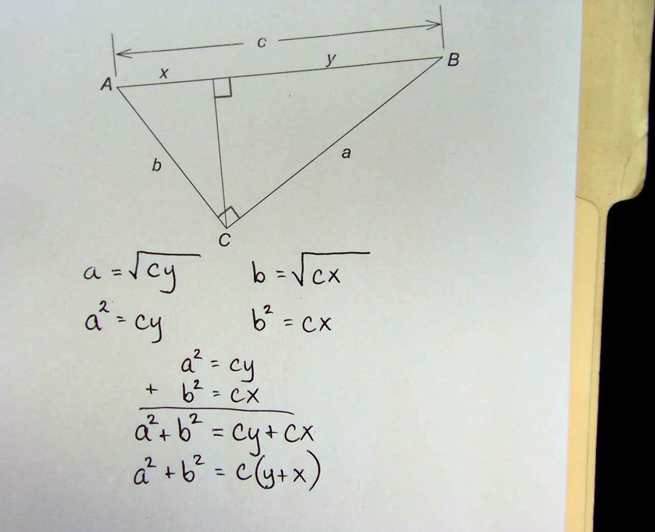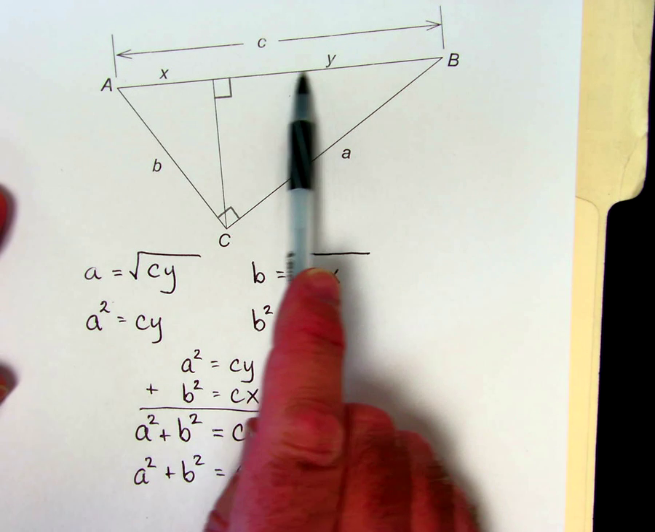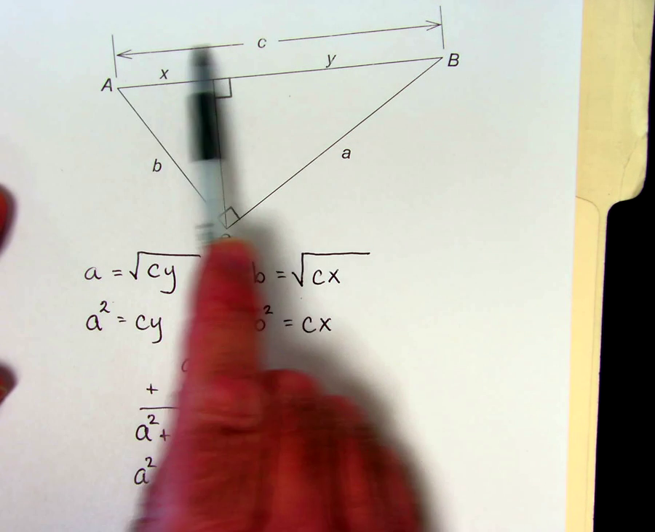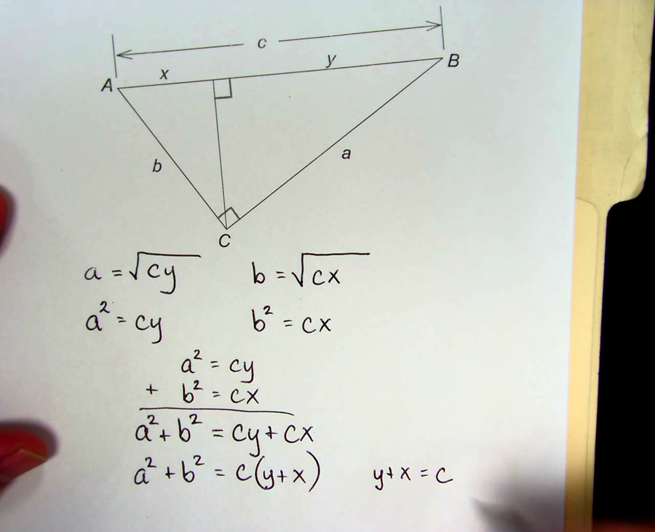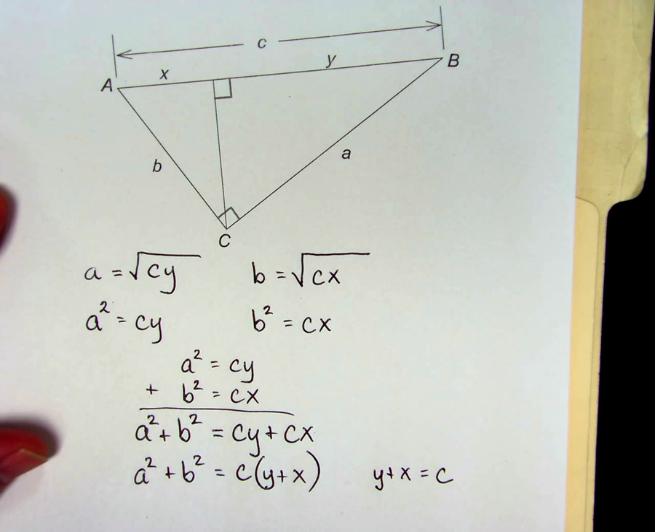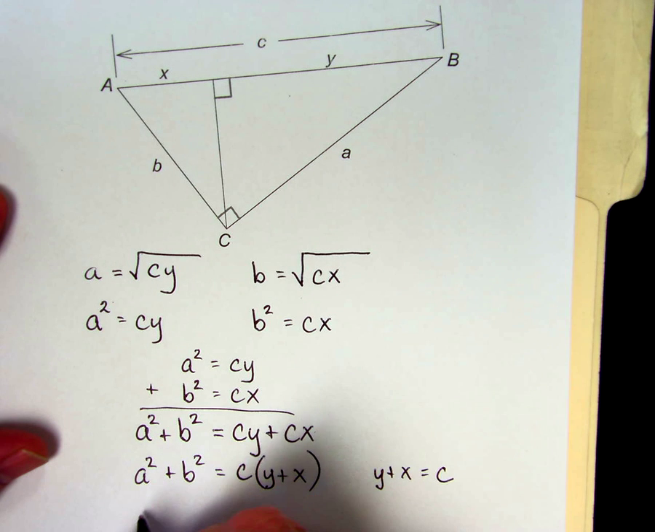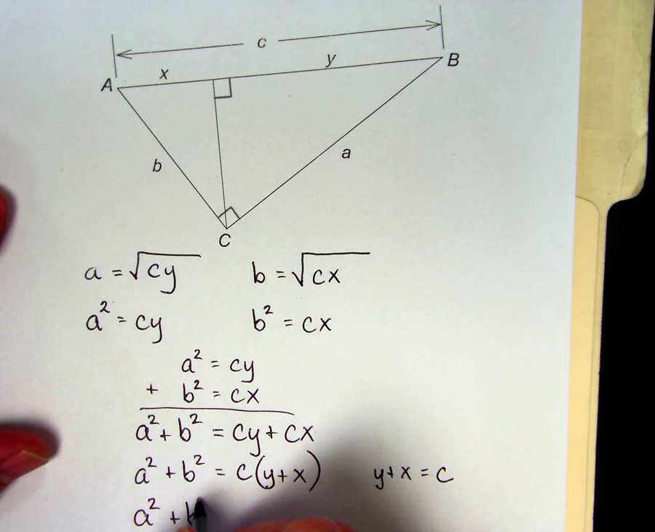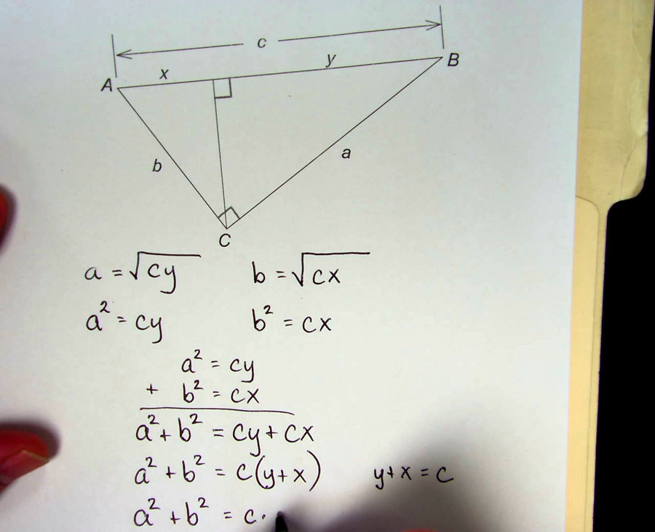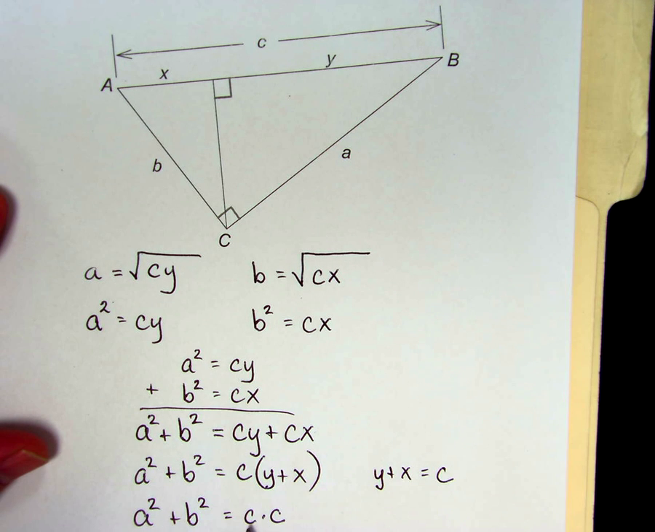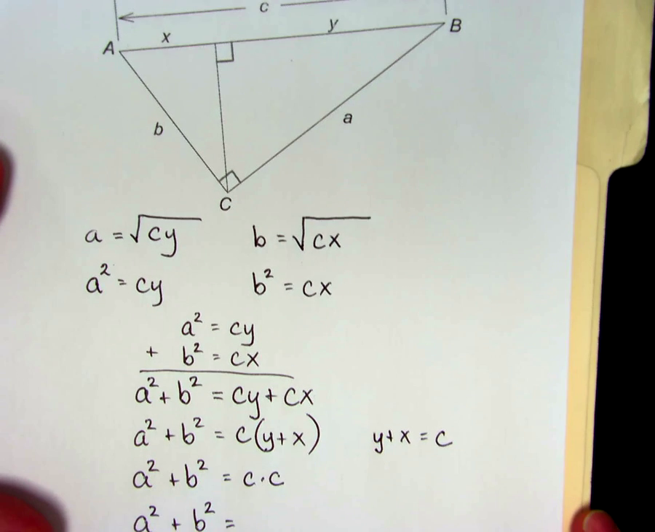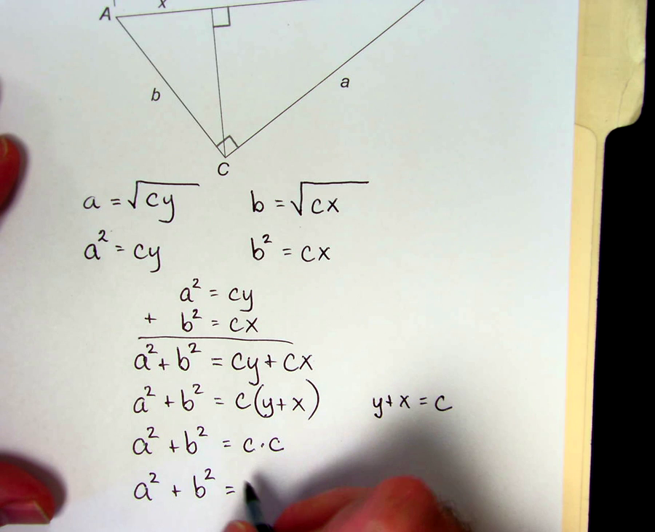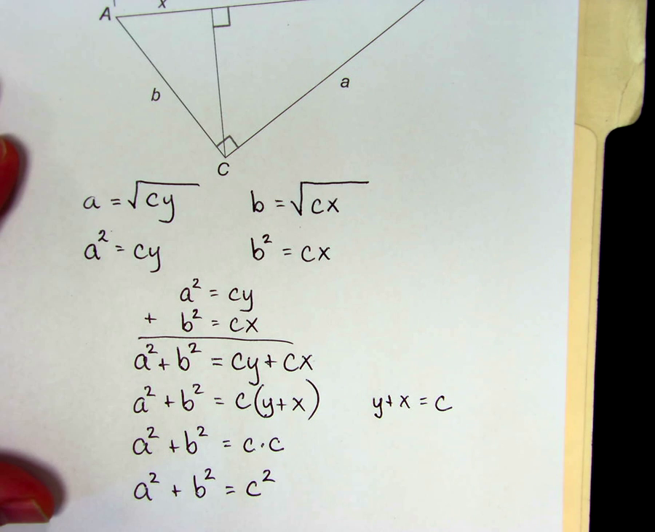But let's go back to our picture. If I add Y and X together, I get C. So instead of Y plus X here, I could replace that with C, and then notice C times C allows us to rewrite that equation as A squared plus B squared equals C squared.